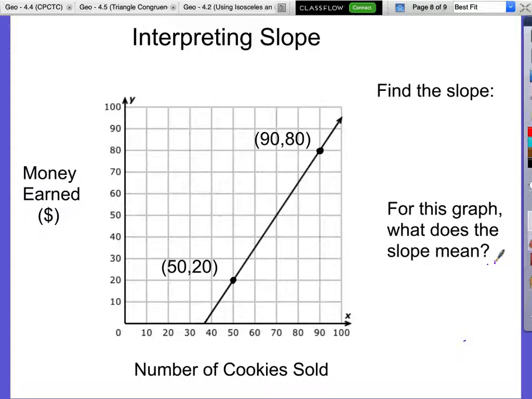What was your question? Is the second question like positive, negative? Like, what's it represent?